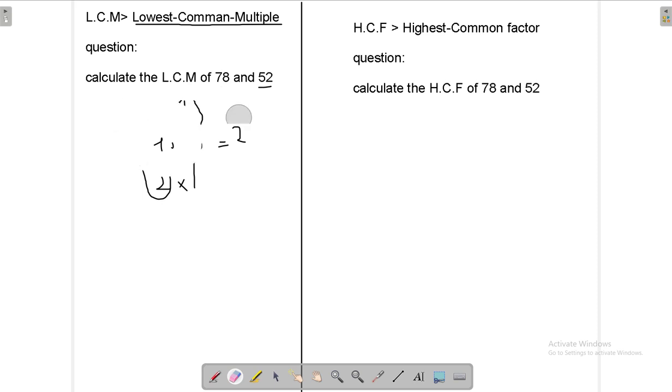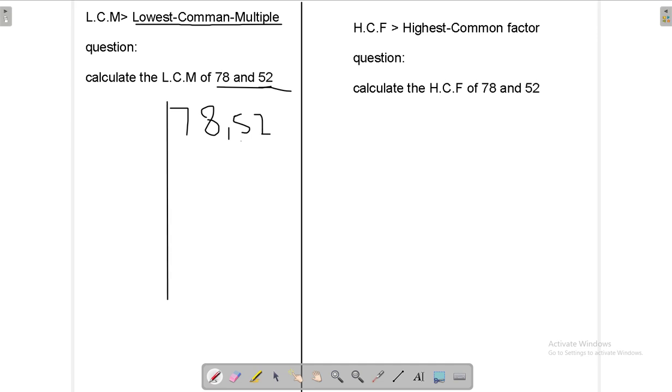But if, for example, there's a bigger number in the exam and you have to figure out the LCM of these two numbers, you must use this method I'm telling you here. Just write 78 and 52 in a single line, put this line like that and this line like that, and then divide it by the least number you can think of. For example, 2 is the least number.